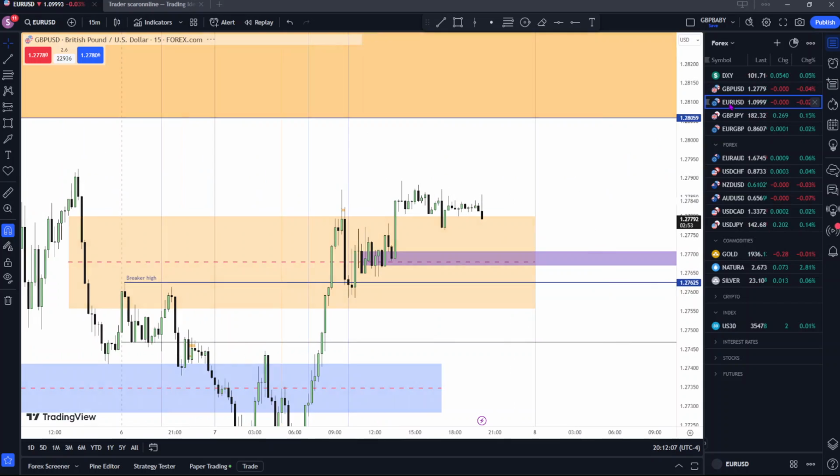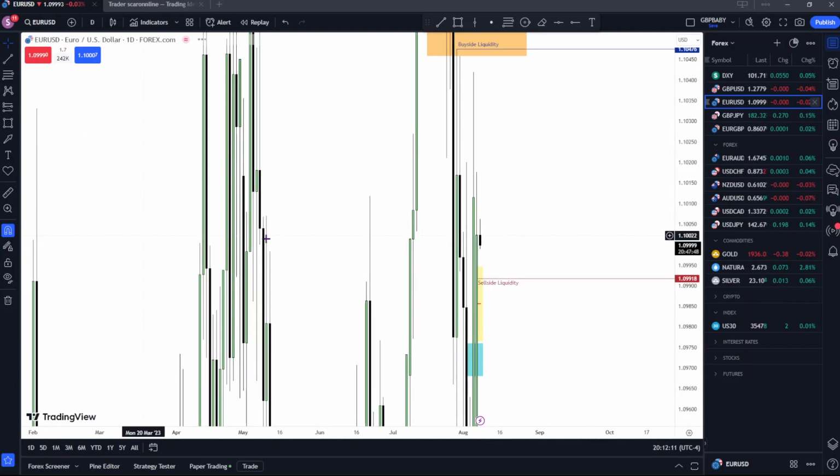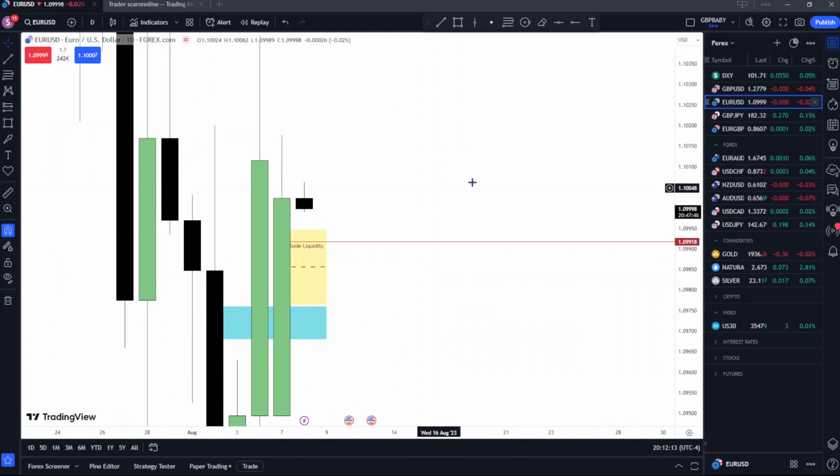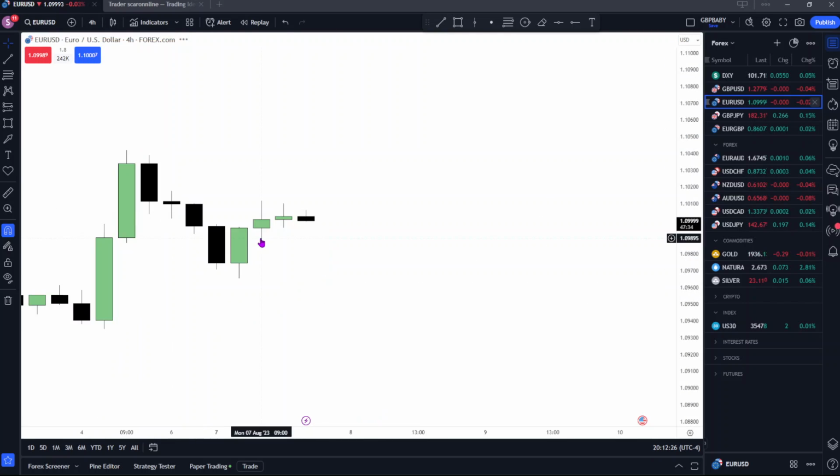So that's GBP, and we're just going to quickly look at Euro. Euro done exactly what I wanted as well, to the pip. Well, I say to the pip, like much more precise. Again, price. I need to stop using FOREX.com, I think, because what is this? Anyway, let's go to the 4 hour.